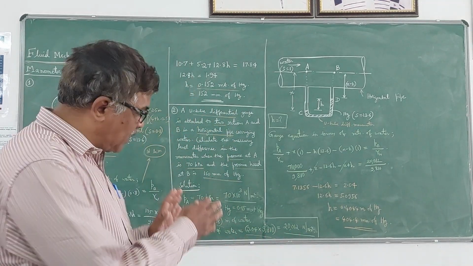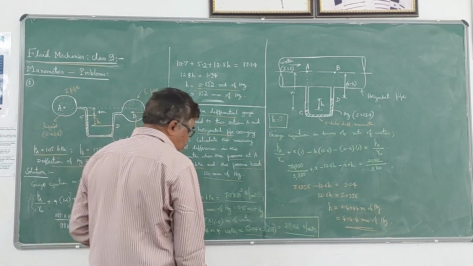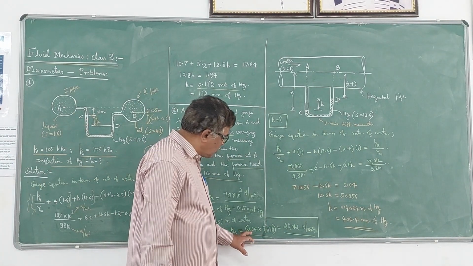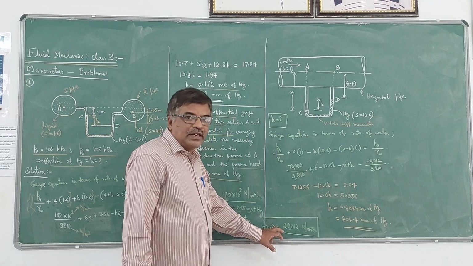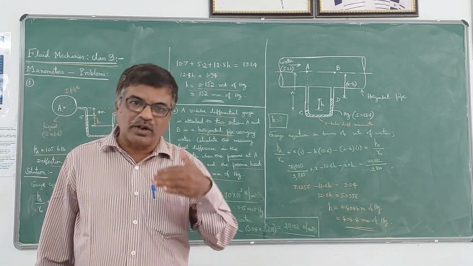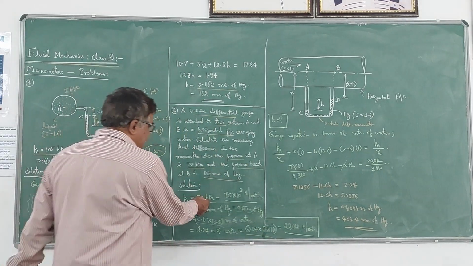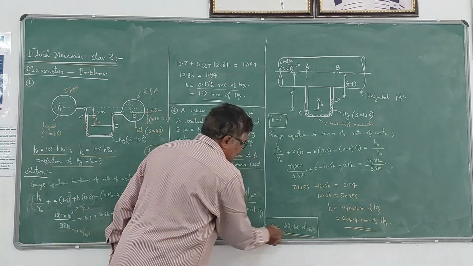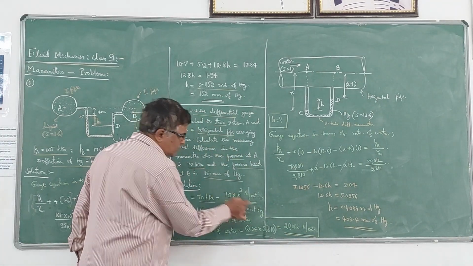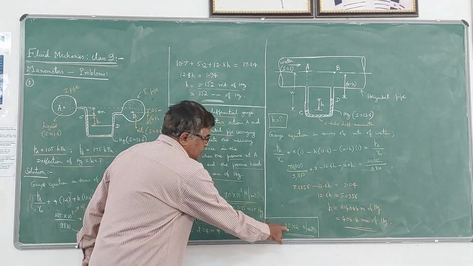These things I have explained in the earlier videos also. You can just go through that once again. So this is the pressure at B in terms of Newton per meter square of water. This is PA, this is PB. When you are writing the gauge equation, you have to consider and substitute these values.